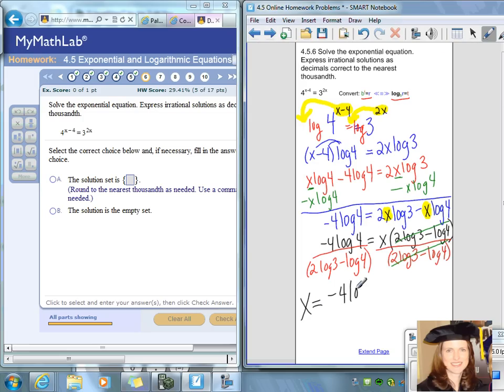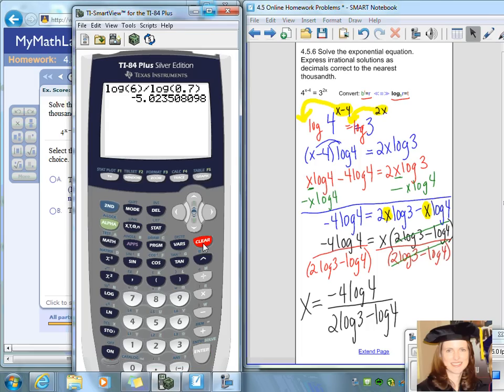Negative 4 log 4 divided by 2 log 3 minus log 4. That's a whole lot of logs there. But we can simplify this by using a calculator and rounding our final answer to the nearest thousandths. Now be careful when you use a calculator to evaluate this. You may want to write out the decimals and really simplify before you get your final answer.